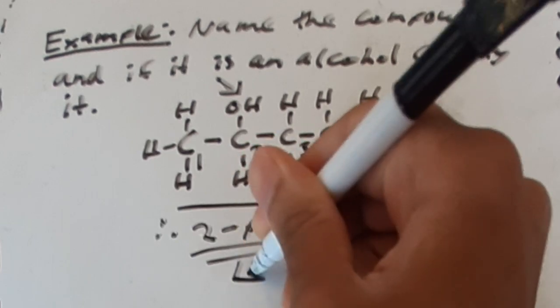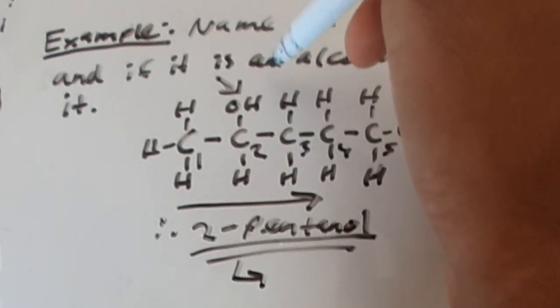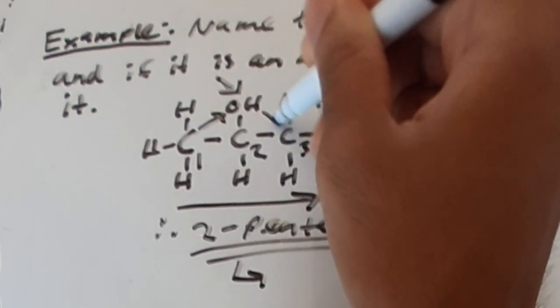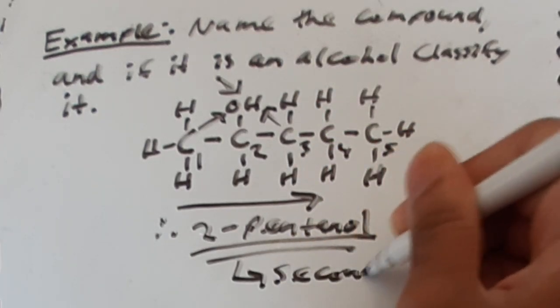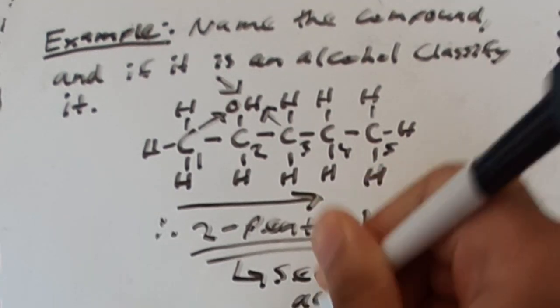Now, to classify it, we can see our hydroxyl group is attached between two carbon atoms, there and there. Therefore, it is a secondary alcohol, which answers the question.